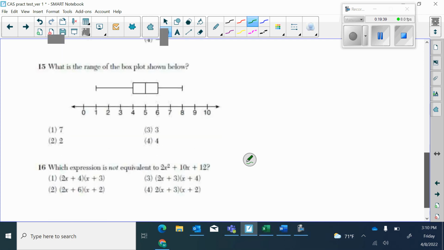The range, several people in this, that's the high number minus the low number. You need to remember that. So 8 minus 1, 7.